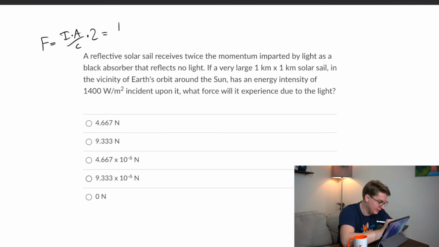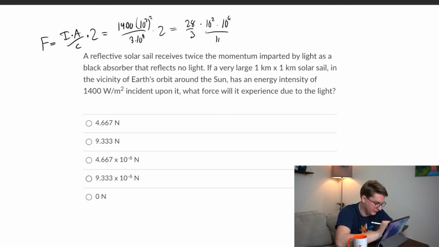So the intensity is 1400. The area is going to be 1 kilometer times 1 kilometer, so it's going to be 10 to the 3 squared, divided by 3 times 10 to the 8, times 2. So let's collect all of these terms together. We have 1400 times 2, so we have 28 divided by 3, times 10 to the 2 times 10 to the 6 divided by 10 to the 8. So those are all going to go away. And so essentially we get 28 divided by 3, and that's 9.3 repeating.